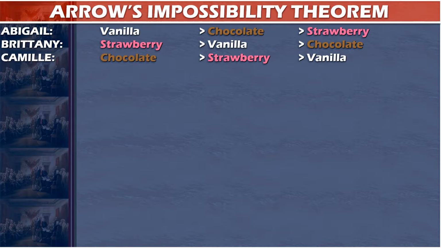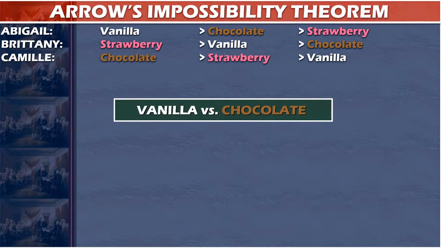Now, if they were to have a simple vote, you would get a three-way tie. You would get one vote for vanilla from Abigail, one vote for strawberry from Brittany, and one vote for chocolate from Camille, which means there'd be no majority. So imagine that they had to break this tie. What would they do? Well, they could have kind of a tournament where, first of all, you had two choices, and then the winner of that first choice goes against a third option, and the winner of that would be the final selection. So imagine we had vanilla versus chocolate as our first opposition.